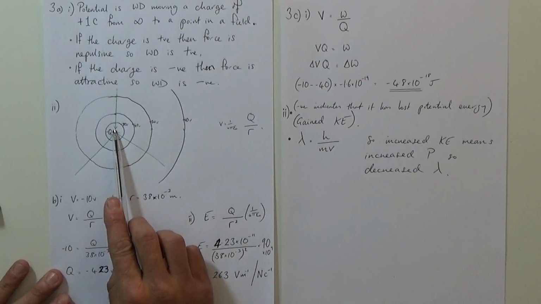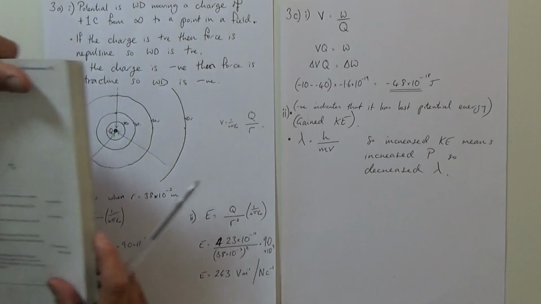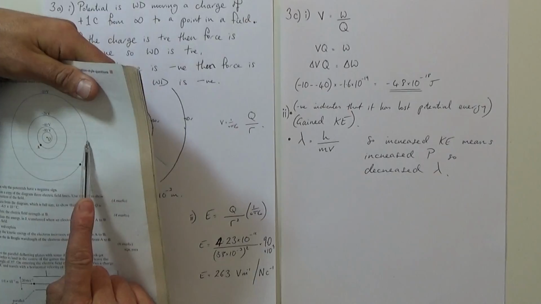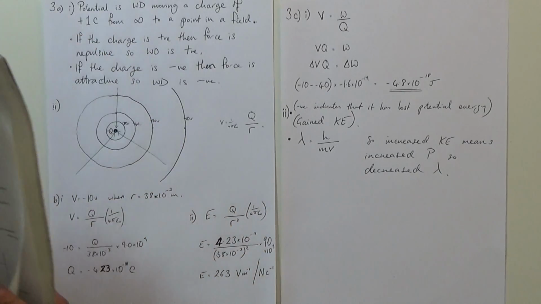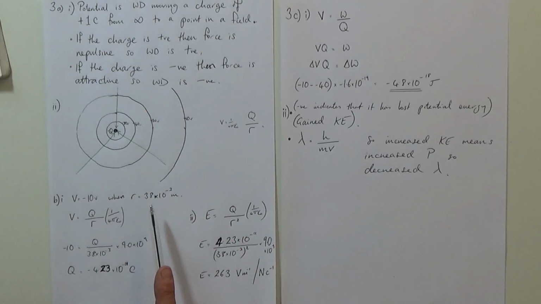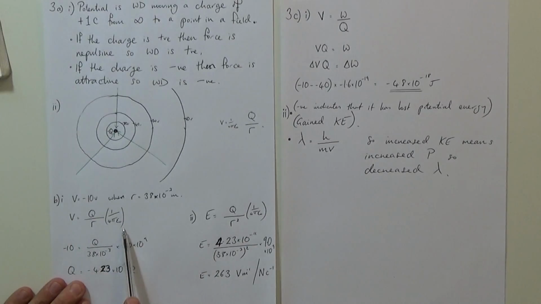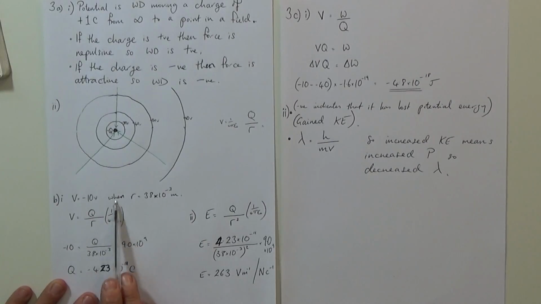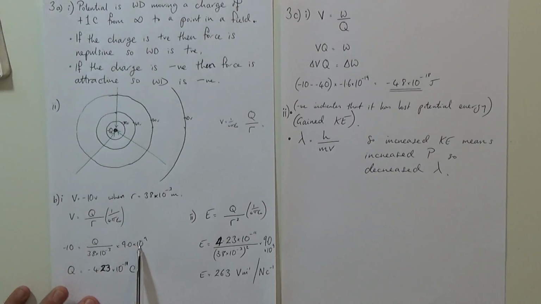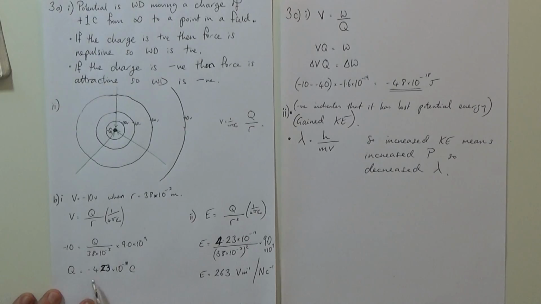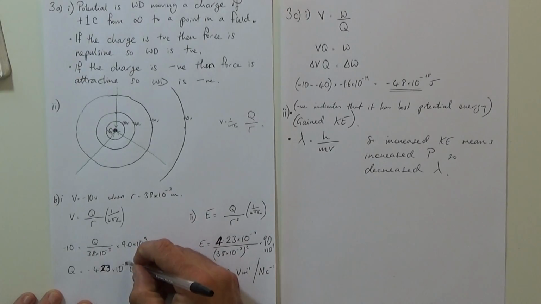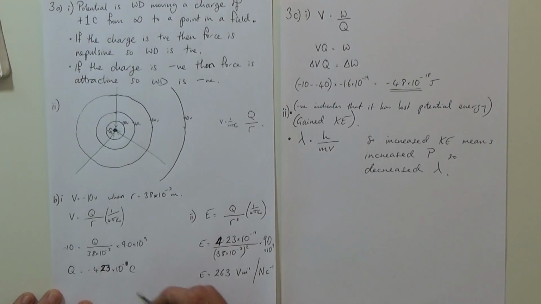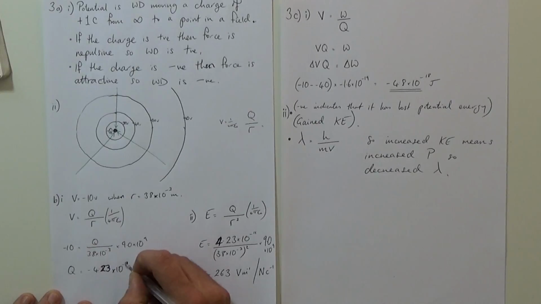So on your diagram, measure the distance from charge Q to the minus 10 volt line. It comes out to about 38 millimeters. So we plug that into our potential equation. Potential was minus 10 when R is 38 millimeters. This constant here is equal to 9 times 10 to the 9, and so Q comes out to minus 4.23 times 10 to the minus 11 coulombs.